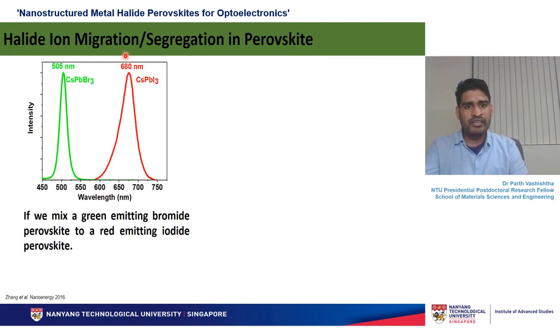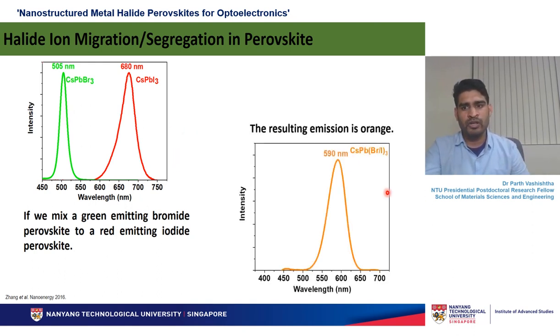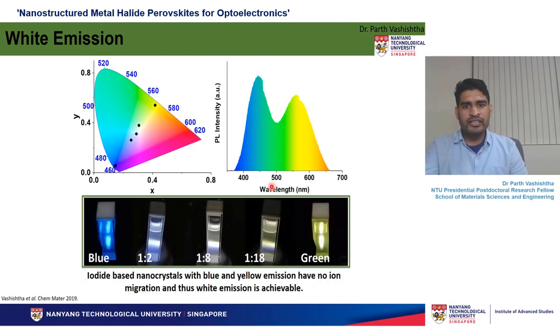If you see the ion migration, basically in any lead-based perovskite, let's say you have a green and red emitting perovskite, you mix them together, they will migrate together, the iodine and bromine, and then form the orange emission. But the advantage of this material we are making is that there is no halide ion migration, as both are iodine-based materials. One is Cs3Cu2I5, the other is CsCu2I3. One is blue, the other is yellow, and you mix them together in the right ratio, 1:8. You can get a pure white light coming out of these materials, and that's all we need for display technology.